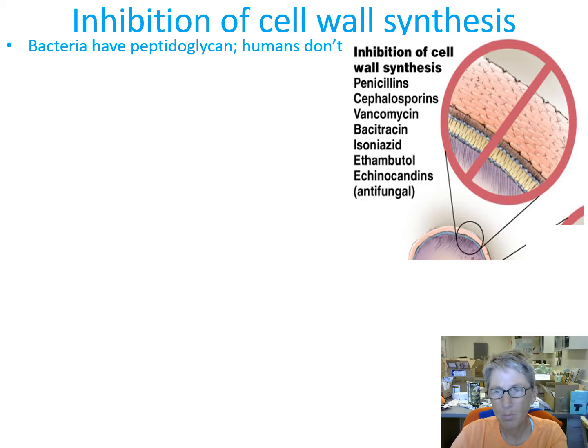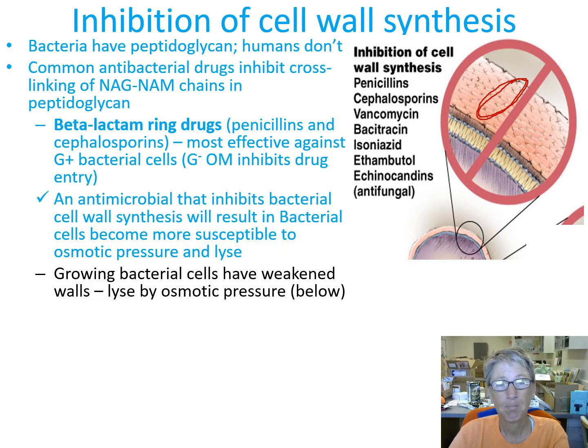So remember, if you inhibit the cell wall synthesis, this is all peptidoglycan, it's a big thick peptidoglycan with no outer membrane, so it's a gram-positive cell. Bacteria have peptidoglycan, we don't, so target the peptidoglycan in bacteria. Common antibacterial drugs will inhibit that cross-linking between NAG and NAM chains in the peptidoglycan. We went over that at the beginning of class, kind of like the bricks in the peptidoglycan wall.